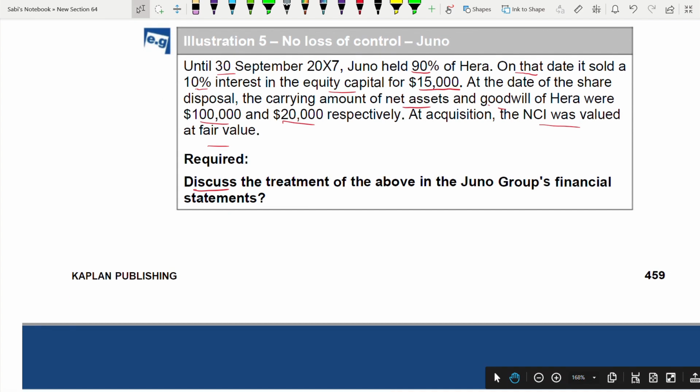So basically the explanation part, you can write it. You have seen lots of questions till now. I'm just going to do the calculation straight away. But you have to write that shareholding decreased from 90 to 80, NCI increased by 10%, and they still have control. And also you have to write that there's no gain or loss that will be calculated, and goodwill is also not recalculated. All these points you have to write.